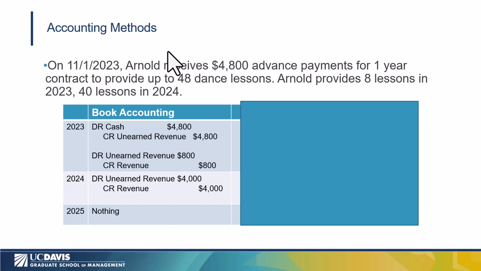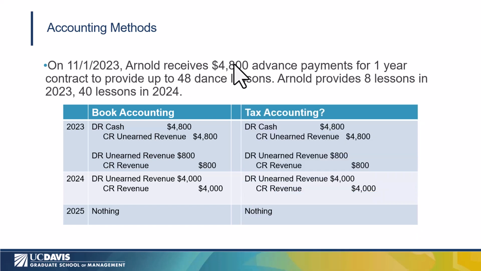So it doesn't even matter to me how many lessons were given or how much was recognized for book purposes. I have to recognize all of it for tax purposes. So the remaining amount will be recognized for tax purposes, and that's equivalent to what we did for book.